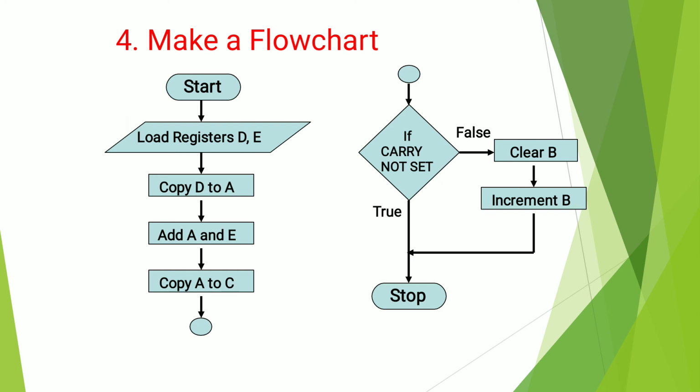This is the flowchart. Start the program, load the data into registers D and E, and move or copy the data content into the accumulator. Now add the accumulator data and register E data, and the result is moved to the register C from the accumulator.